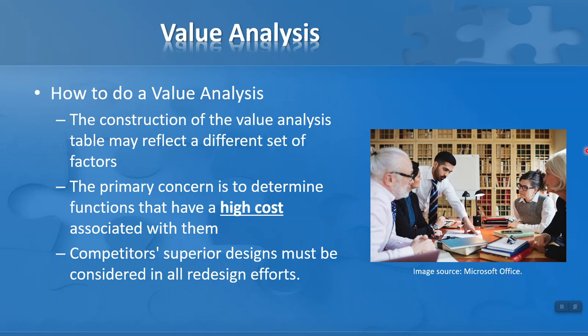Our primary concern is to determine the functions of a system that have a high cost associated with them. So, as you can imagine, if we can reduce the cost we increase the value. So, therefore, we want to target the components with the highest cost. But we also want to take competitors' superior designs to consider those in all our redesign or repurposing or improvement efforts. So, we'll be taking a look at an example in a few moments.